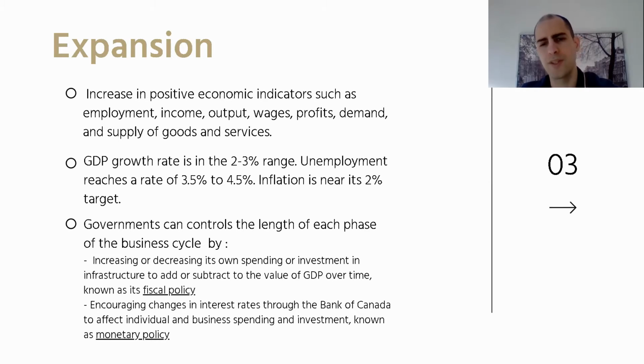Now, the governments can control the length of each phase of the business cycle by doing 2 major things. One is to increase or decrease the spending or investment on infrastructure. And basically this adds or subtracts the value of GDP over time. And that's also known as fiscal policy. Or they can encourage changes in interest rates through the Bank of Canada, in the case of Canada, or another central bank, depending on where you live. And this would affect the individual and business spending and investments. And the name of this sort of policy is monetary policy. So by mix matching and alternating both the fiscal and the monetary policies, they can control the length of each phase of the business cycle, more or less.